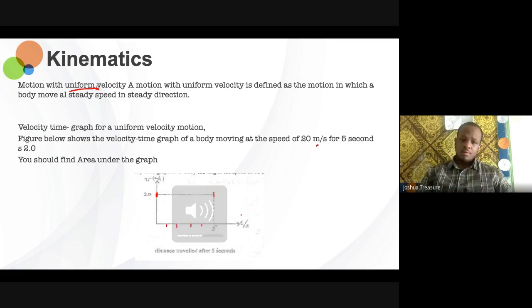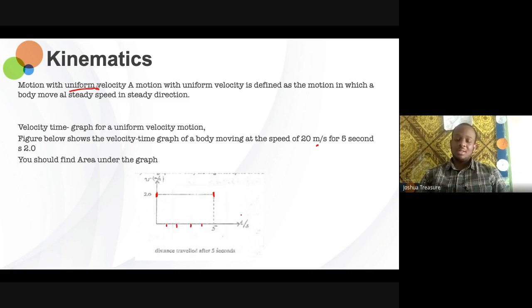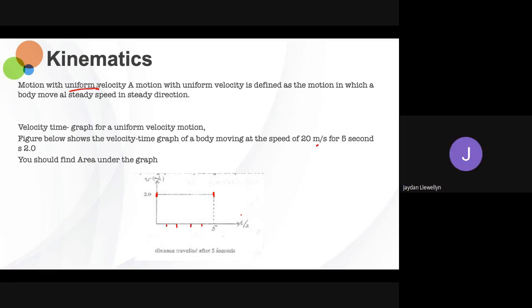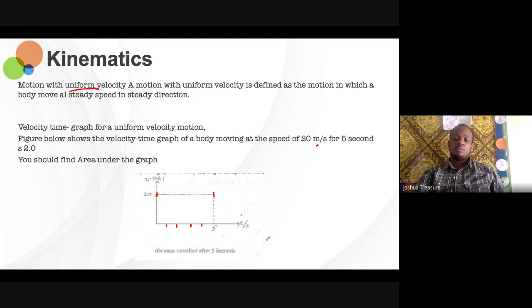20 times 5. All right, so we see 20, right? 20 times 5, and how much do we get? 100. All right, so 100 meters. Now, this 100 is the amount of distance that the object traveled over the 5 seconds.